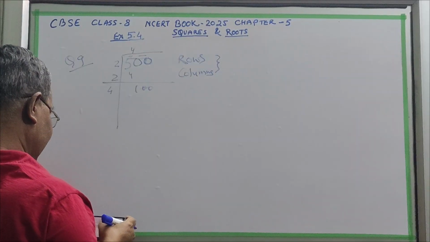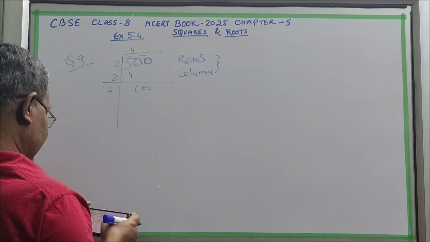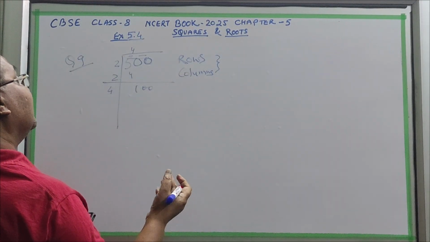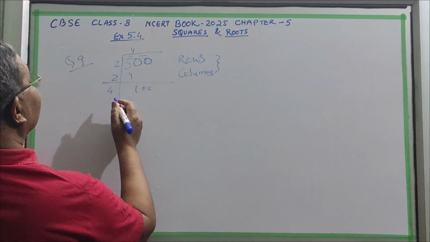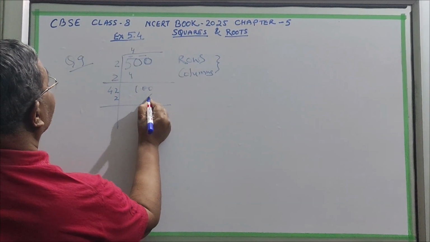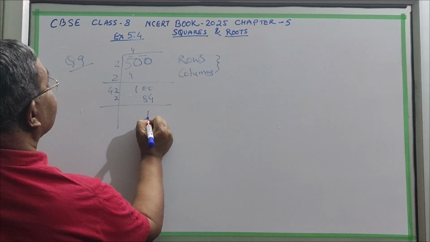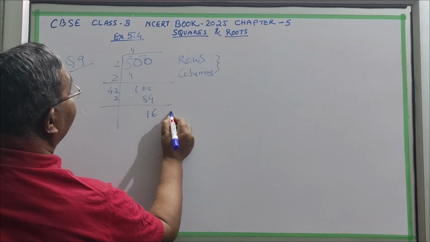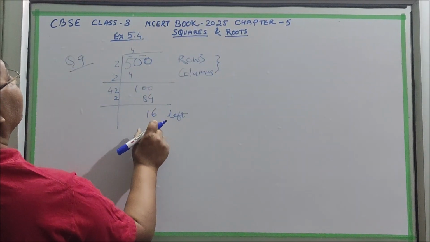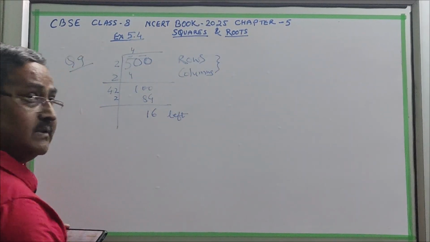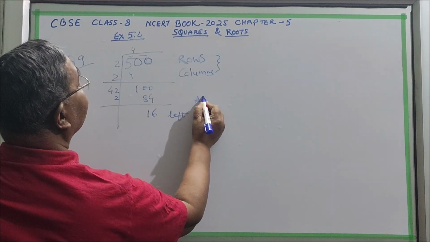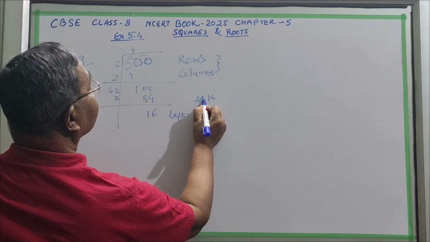The question is how many children would be left? Suppose he makes rows and columns, how many students will be left? We must not exceed, we have to make it within 100. 2 to the 4, 8, so 16 is left. 16 cannot be added here because then it cannot be a perfect square. So your answer is 16.